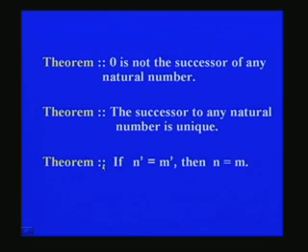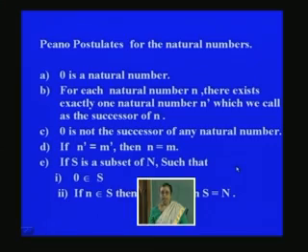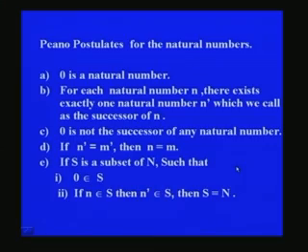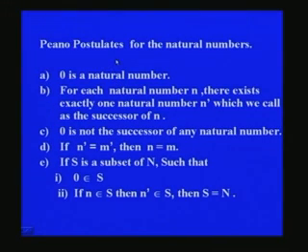The 3 conditions we can state as theorem. 0 is not the successor of any natural number, and the successor of any natural number is unique. The third theorem is the predecessor is unique, that we can state like this: if n dash is equal to m dash, then n is equal to m. That is, if the successor of n and m are the same, then n is equal to m. These are called Peano postulates for natural numbers.